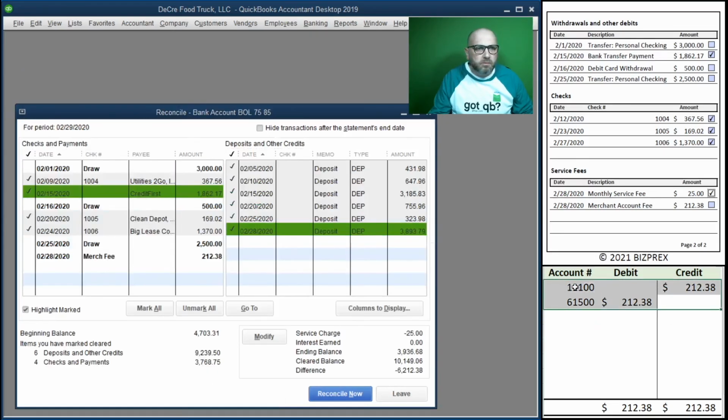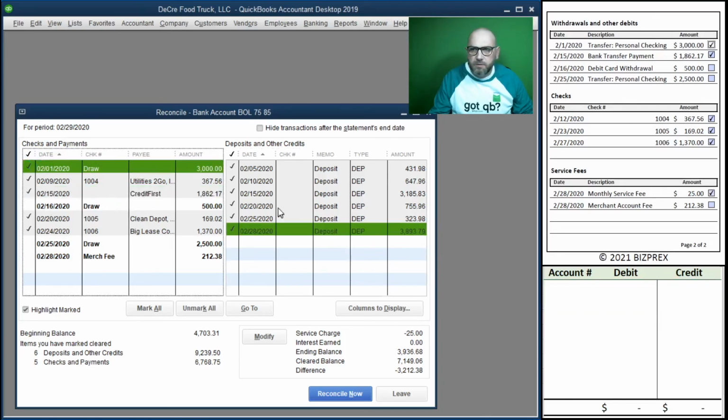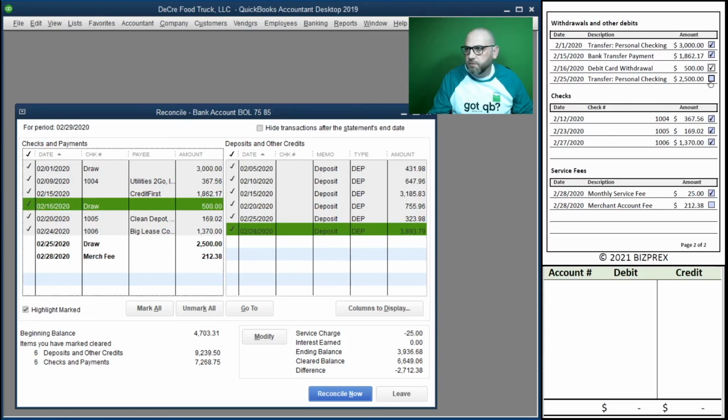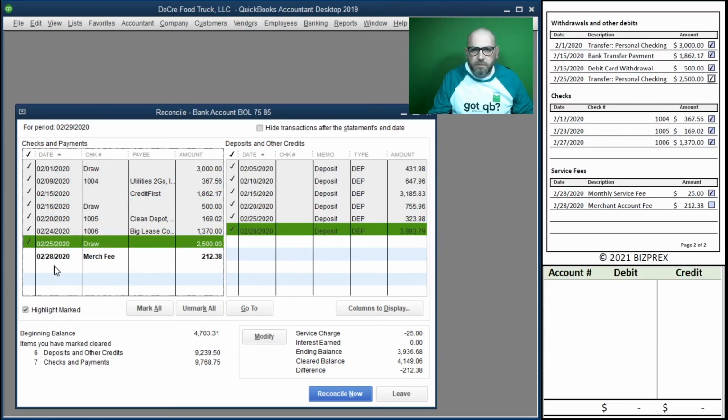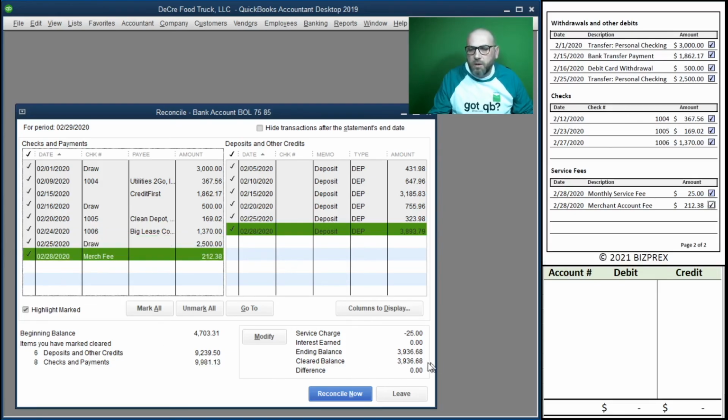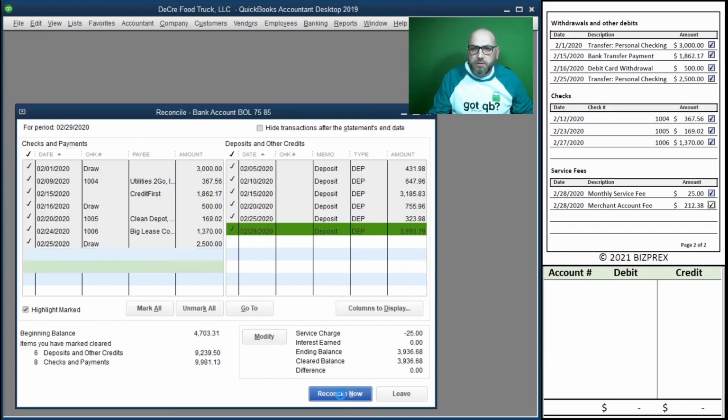All right, what do we have here? Well, we see they're showing up right here, so now we can go ahead and reconcile them. So here's our 3,000. Here's our 500. Here's our 2.5. And here's our 212.38. And voila, we have 0 difference. That means we did a great job reconciling. Let's go ahead and click the button.